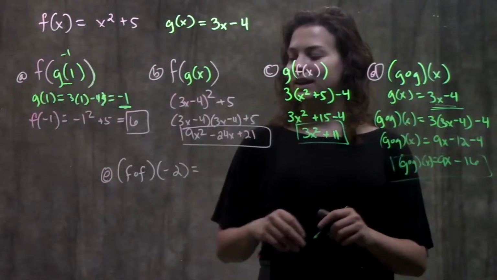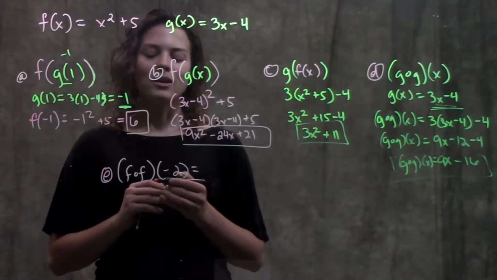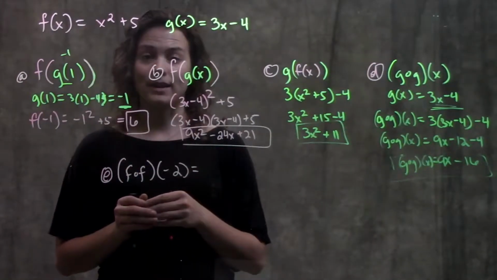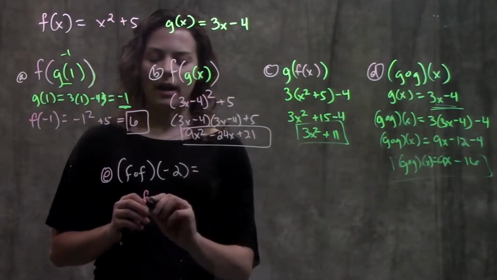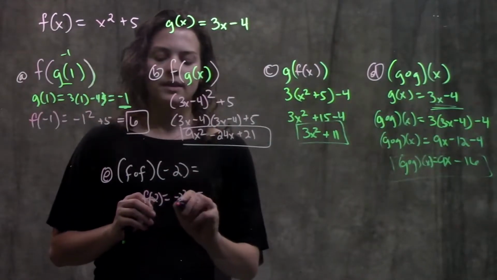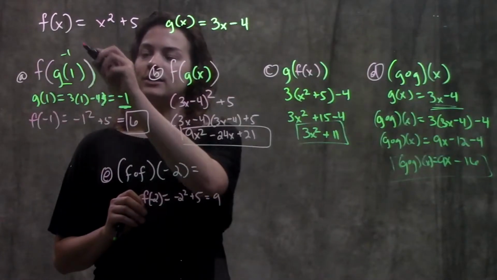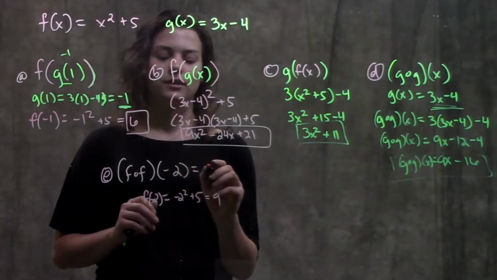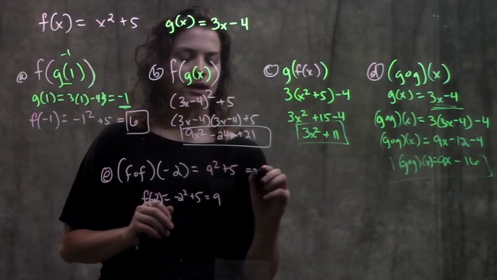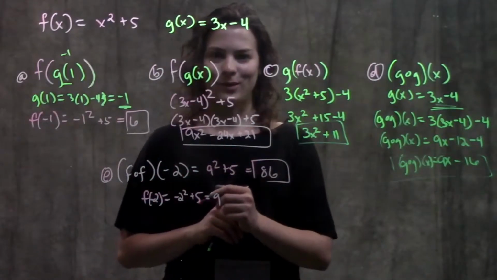Okay, and finally moving on to our last part, we have something really similar, f of f of negative 2. So for this, we're going to find what f of negative 2 is, and then plug that value back into our f of x function. So first, our f of negative 2 is equal to negative 2 squared plus 5. This will be 4 plus 5 equals 9. And now we're going to plug this value into our f of x, wherever we see an x. So now that becomes 9 squared plus 5. 9 squared is 81, plus 5 would give me 86. And that's my value for f of f of negative 2.